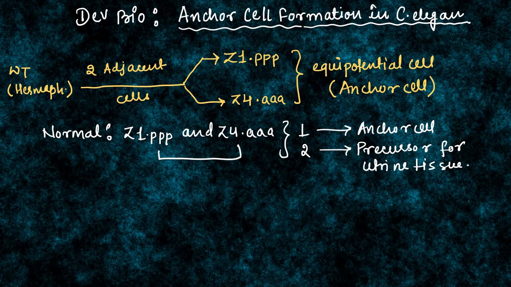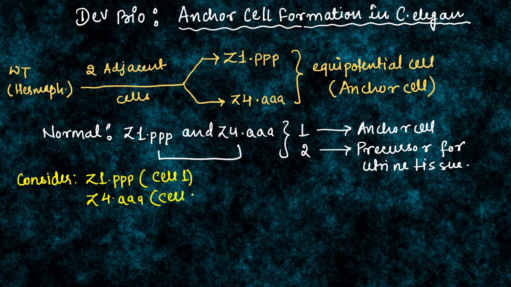Just for the easiest consideration, let's assume, this is a consideration only, that Z1.ppp is cell 1, it is just an assumption. And for Z4.aaa, let's consider it as cell 2. So what is happening actually is that the wild type hermaphrodite, I'm writing it as WTH, that is the wild type hermaphrodite, has two cells, let's give the names cell 1 and cell 2.